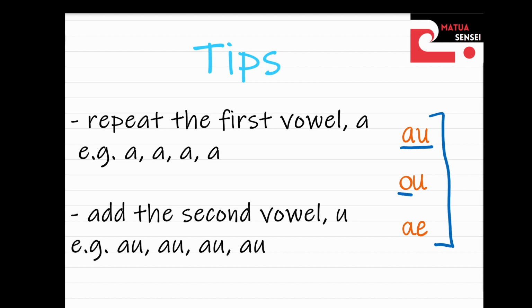Let's go to the next set. Ou. Repeat the first vowel, o. Then add the second vowel, u.